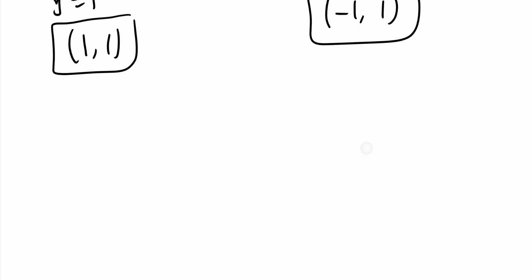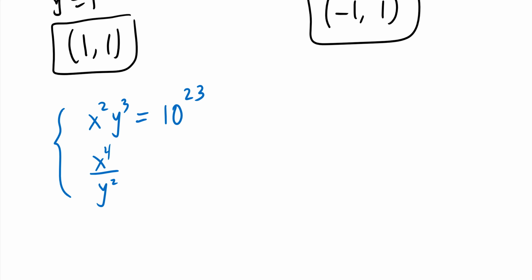Let's look at a different one. A different kind of problem. Maybe x squared y cubed equals 10 to the 23rd power. X to the 4th over y squared equals 10 to the 6th power. We cannot use calculators, so let's see what we are going to do here. There are many ways to solve this.